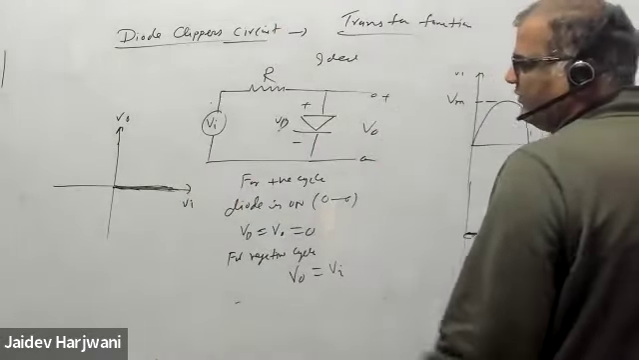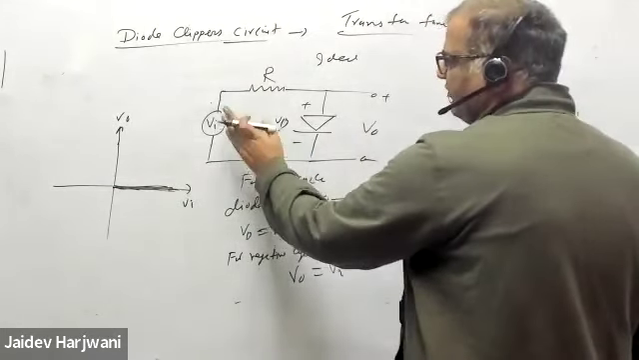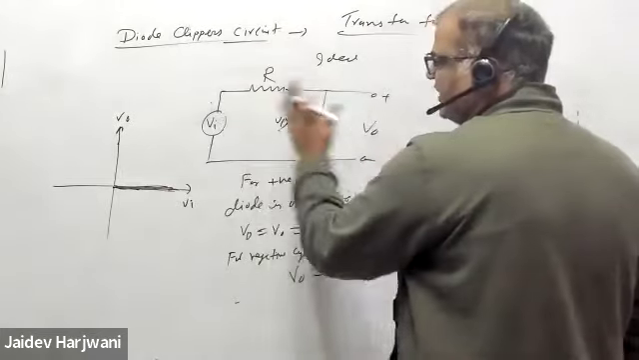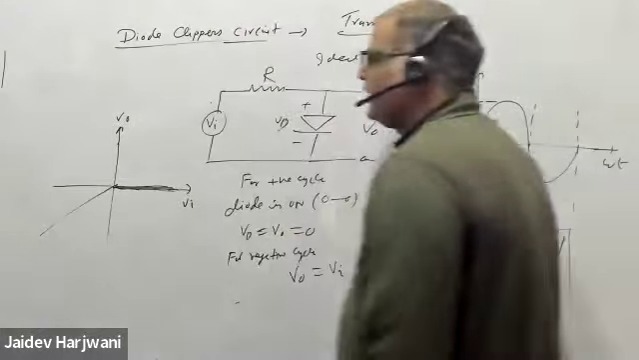And if I apply a negative value here, so -1, -2. If I apply -1 here, it will come -1 here, -2 gives -2. So this graph will come like this.